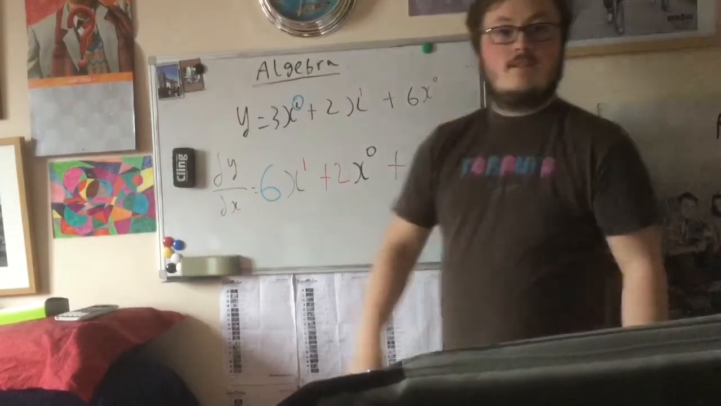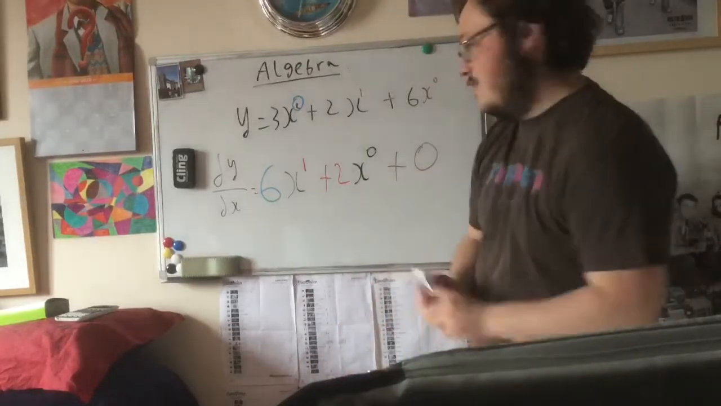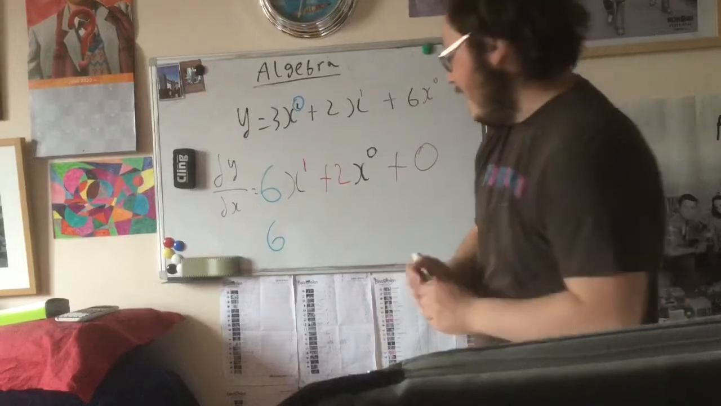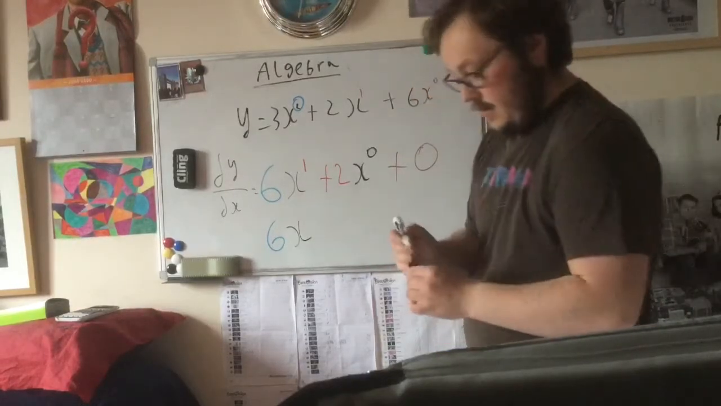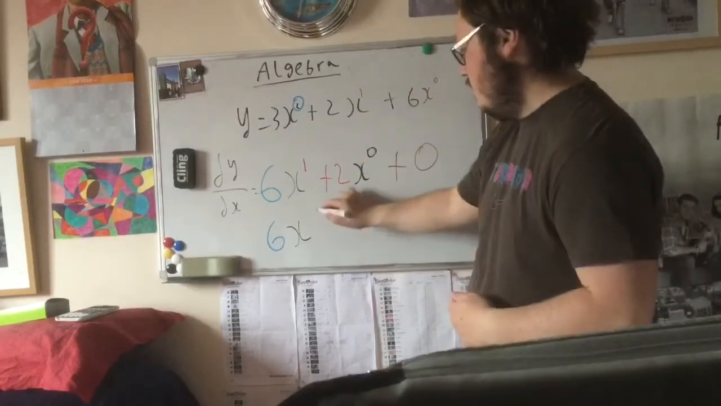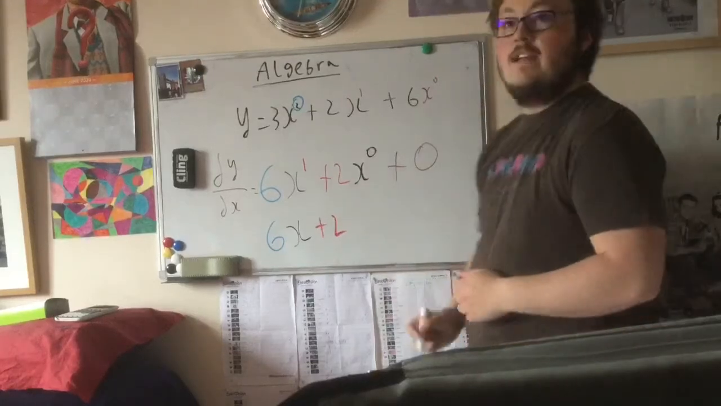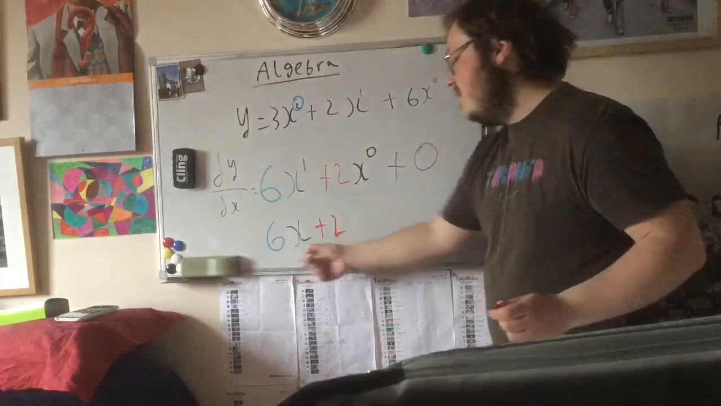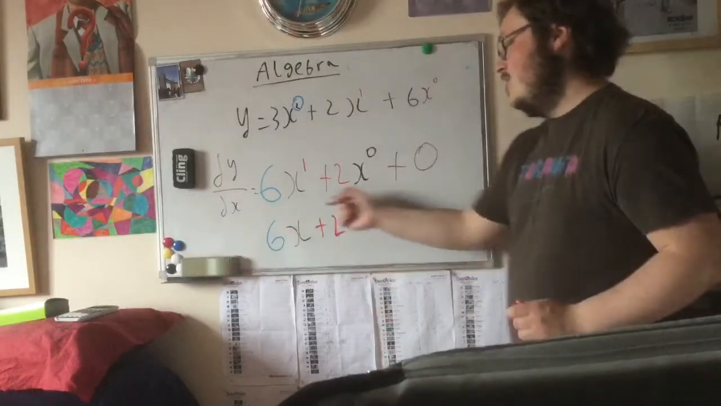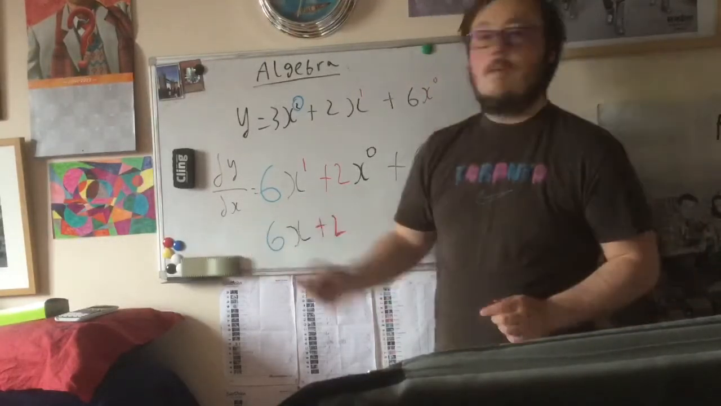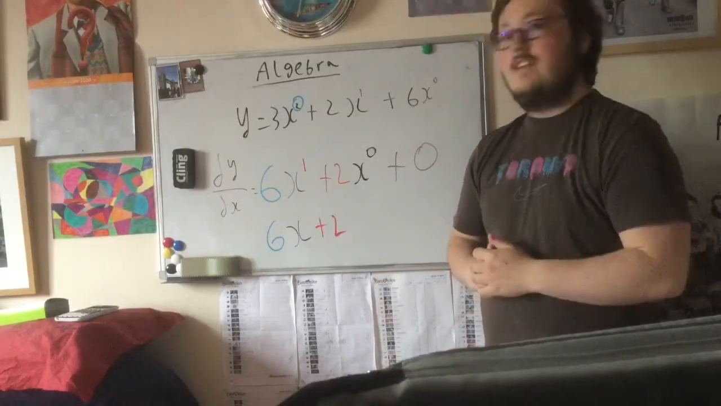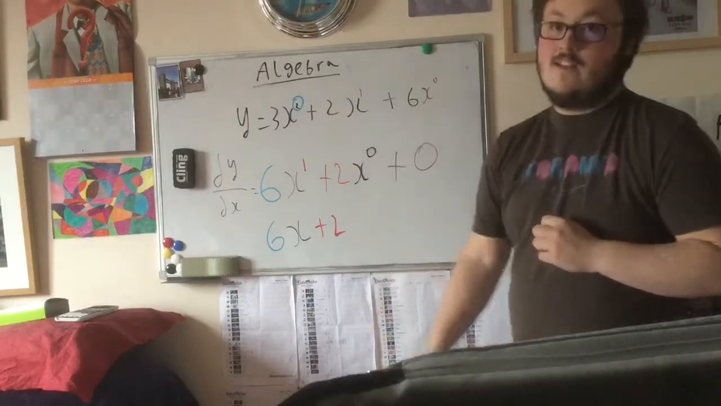Now we can tidy this up. So we have our 6, and we have x to the power of 1, which we can just write as x. And then we have plus 2 times x to the power of 0. x to the power of 0 is 1. So the simple differentiated equation is 6x plus 2. And that's a differentiated version of this equation.